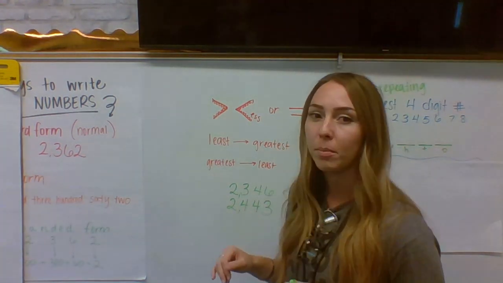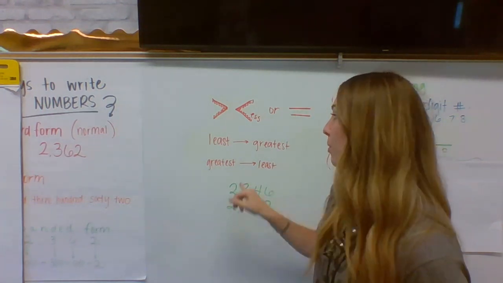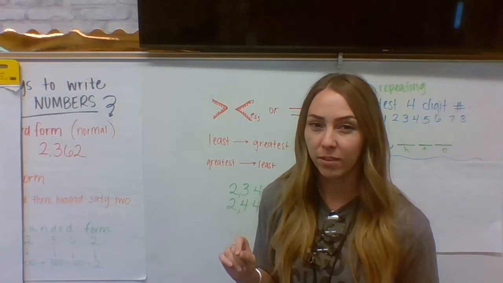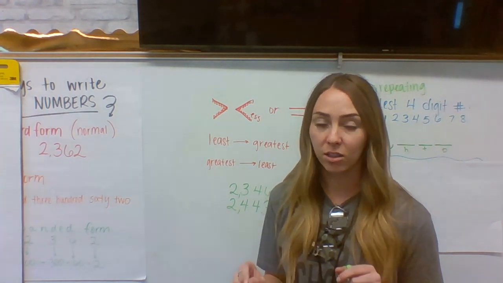You also learned how to compare 3 or 4 numbers by putting them in order from least to greatest or greatest to least. And we know to be super careful and listen because those are very easy to confuse.